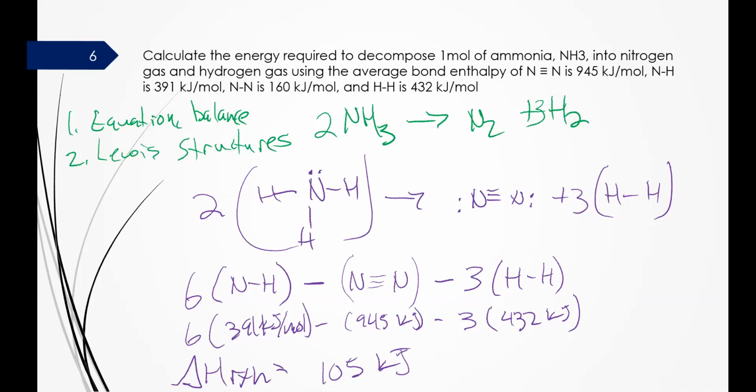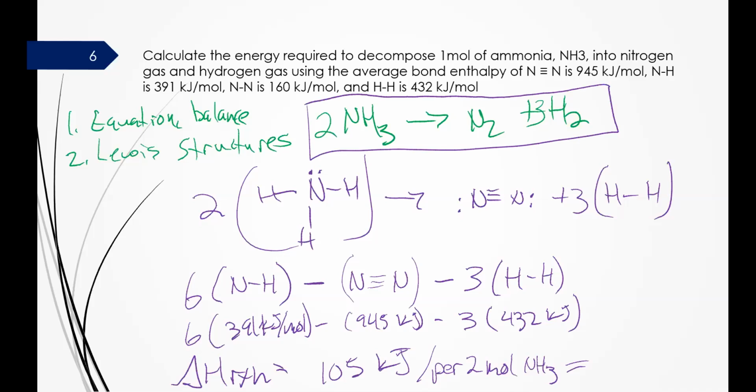Because it's kind of like we're saying that this is 105 kilojoules per 2 moles of NH3. And so how would we change that to be per 1 mole of NH3? 105 kJ per mole? Or are we supposed to be dividing the heat of the reaction by 2? Right, we would want to divide it by 2.